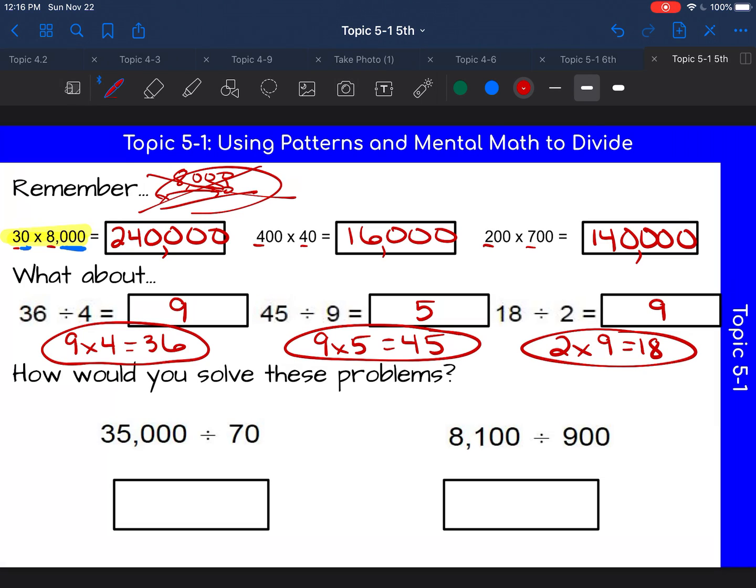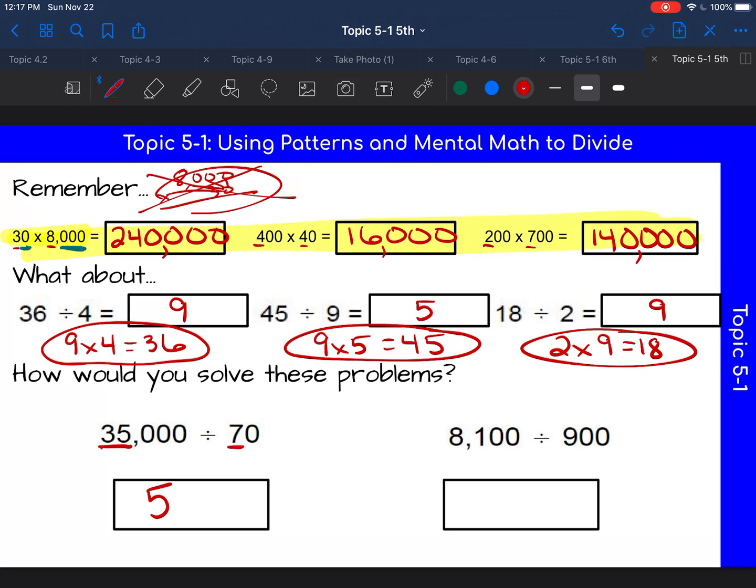How would you solve these problems? They look very similar to these problems up here, okay? They look similar because I see a fact and I see a bunch of zeros. But the process of how we do this is a little bit different, okay? So the fact that I see in 35,000 divided by 70, what basic fact do you see? I see 35 divided by 7. So I can solve that fact. 35 divided by 7 is 5.